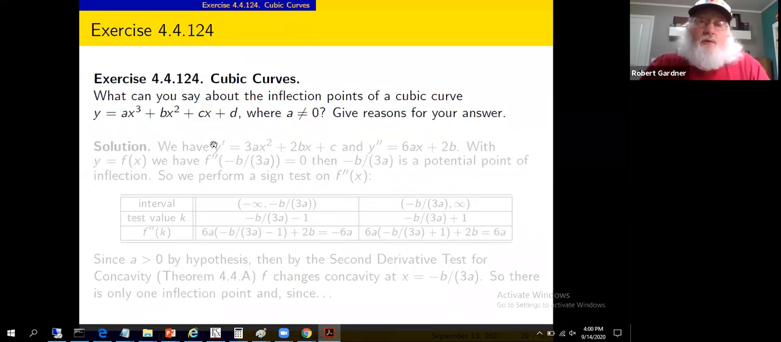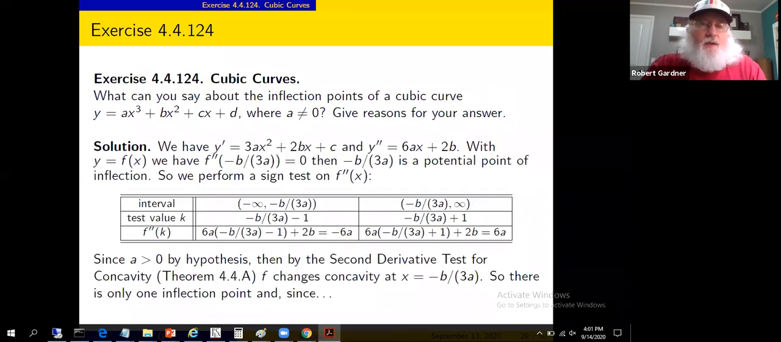Cubics. Okay, just do a similar type thing. Ax cubed plus bx squared plus cx plus d. A is not 0. It really is a legitimate cubic polynomial. What can you say about the inflection points? Okay, better find the second derivative.